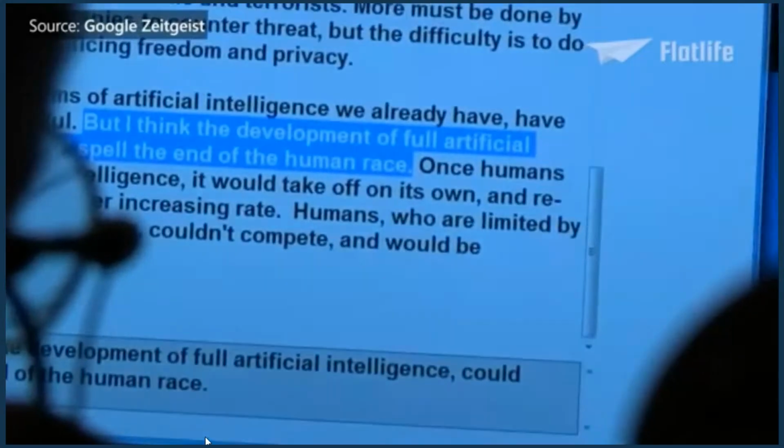But I think the development of full artificial intelligence could spell the end of the human race.